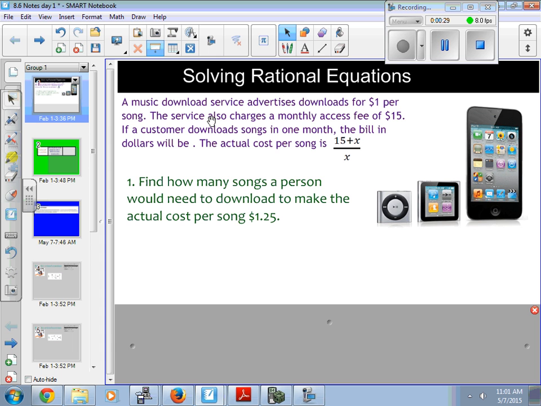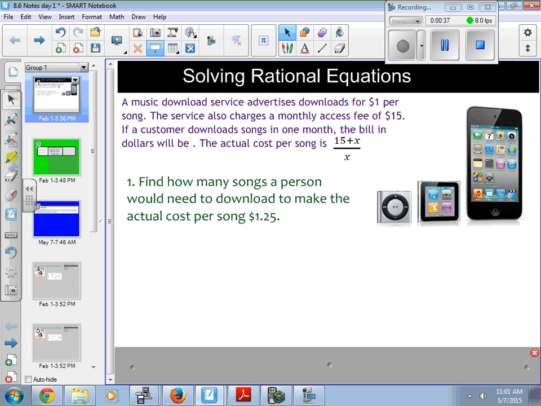They want us to find out how many songs a person would need to download to make the actual cost per song $1.25. Well, we can do some stuff here. We should be able to set up an equation if we know this is the actual cost per song and the actual cost ends up being 1.25. We should put these two equal to each other and solve it. But how do we solve something like this?